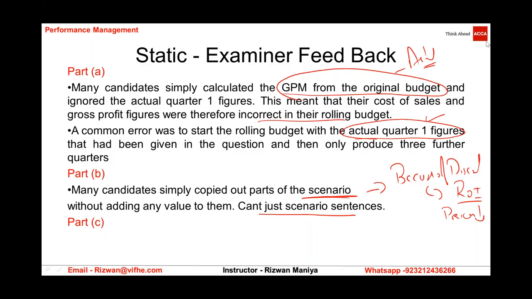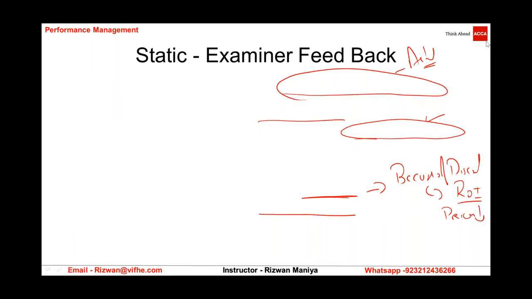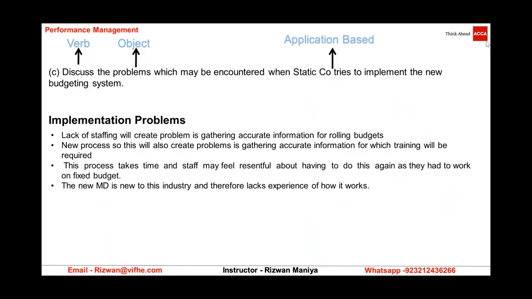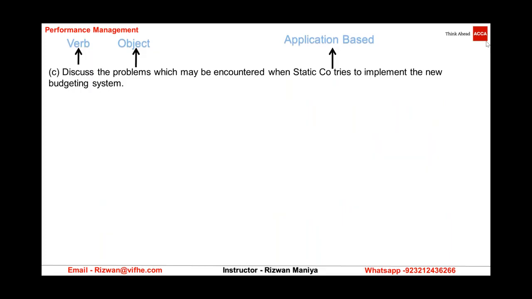Now coming back to the next point, and that is the next requirement. So the next requirement was: discuss the problems which may be encountered when Static company tries to implement the new budgeting system. Now, the verb is discuss and the object is problems. Now, the new budgeting system is what? Rolling budgets.